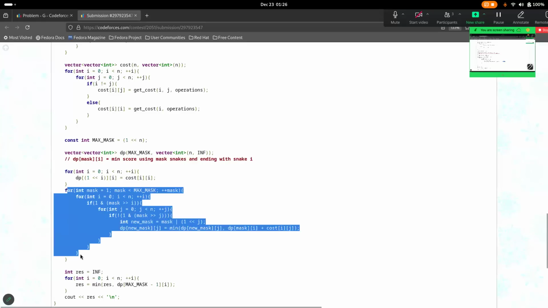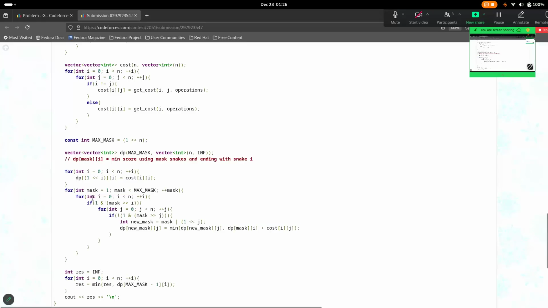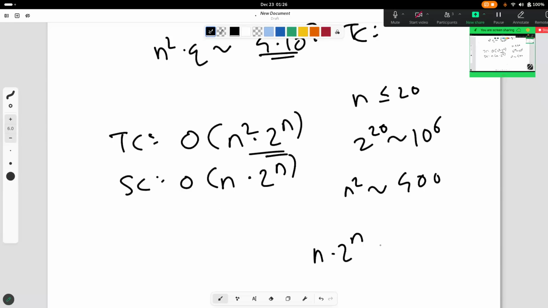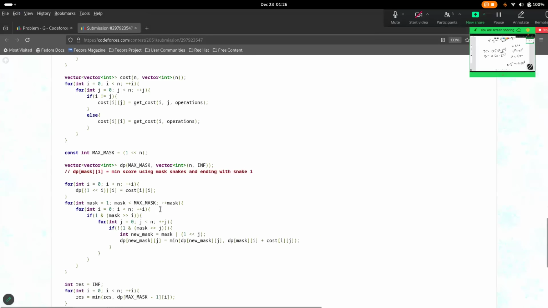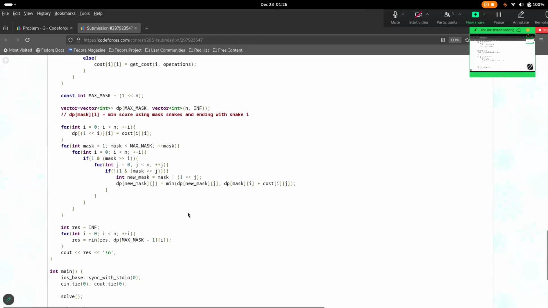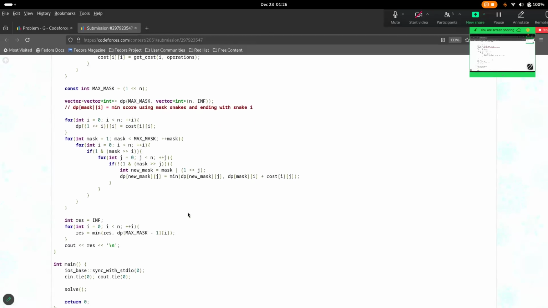So this would be the overall loop. The outer loop would run in 2 raised to power n, the next would run in n, and this would run in n. So overall it would be something like n squared times 2 raised to power n. Given the constraints n up to 20, 2 raised to power 20 would be around 10 to the power 6, n squared would be around 400. So n squared into 2 raised to power n would be around 4 times 10 raised to power 8. Depending on implementation, this would pass: 10 raised to power 8 operations you could do in 1 to 1.5 seconds.